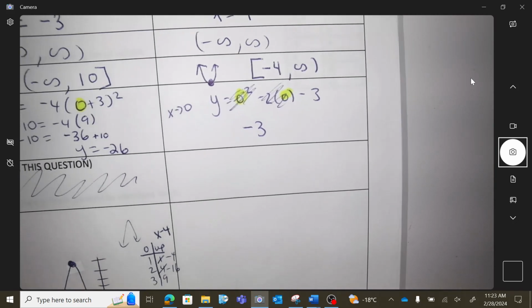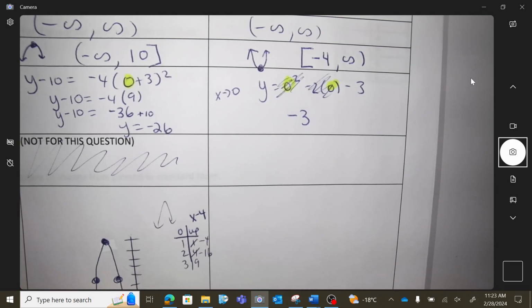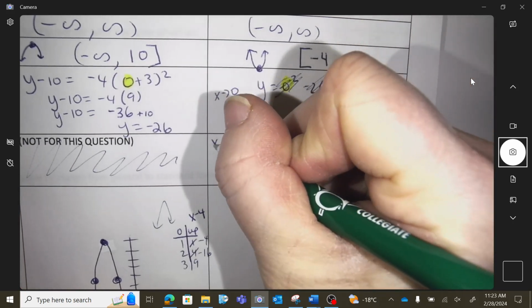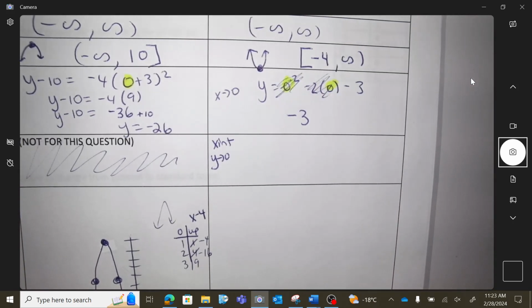Okay, the next question, I've asked you to do it for this one. So it was an x-intercept. So what do you do for x-intercepts? You need to make the y 0.